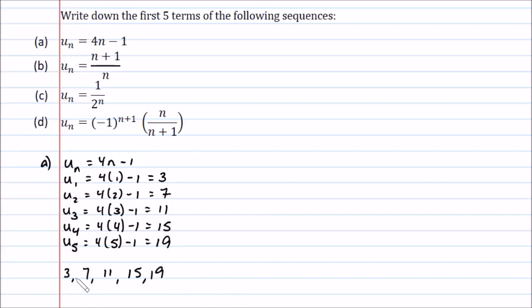Now, what we notice is that each term differs by 4. So to get from u1 to u2, I add 4, u2 to u3, add 4, and so on. Now, this is indicated by the fact that our expression is 4 times n minus 1. So the 4n automatically tells me that my terms go up in steps or increments of 4. Similarly, if I had 3n, that tells me that my terms will go up in steps of 3. Negative 2n would tell me my terms go down in steps of 2.